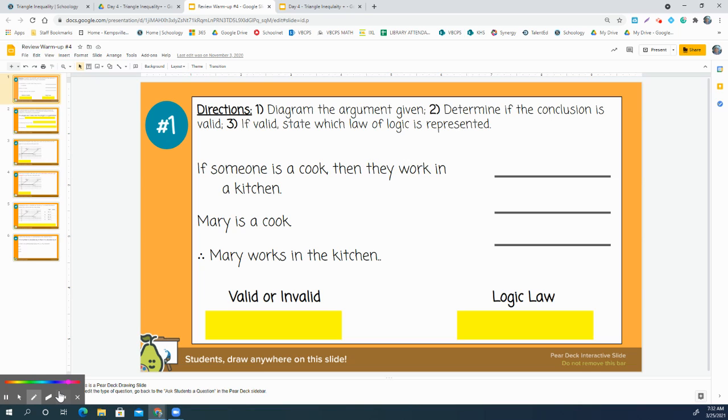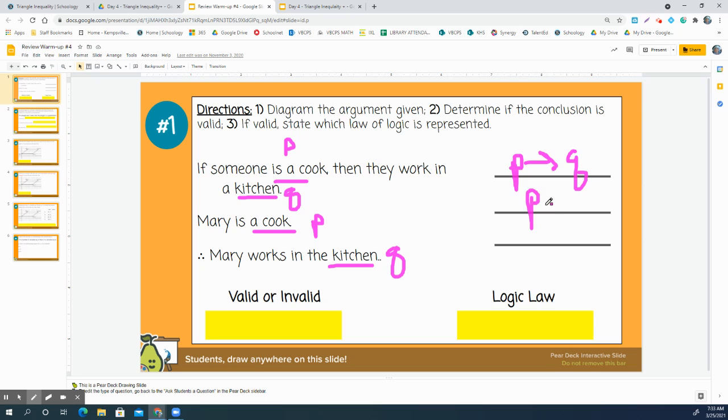So if someone's a cook, then they work in the kitchen, is P then Q. We've got a cook, and they work in the kitchen, that's Q. Mary is a cook, so that's P. She works in the kitchen, that's Q. So it always starts P to Q.